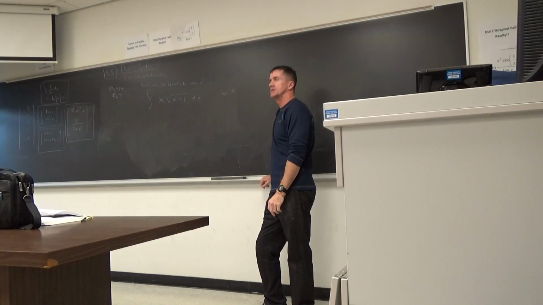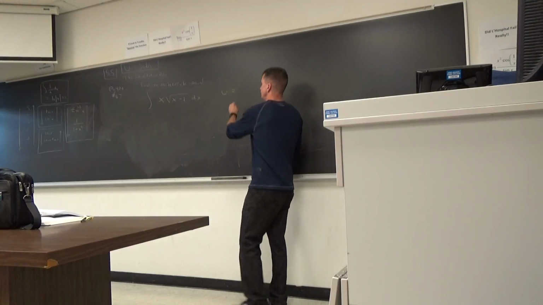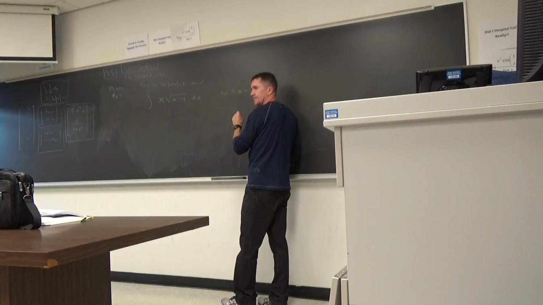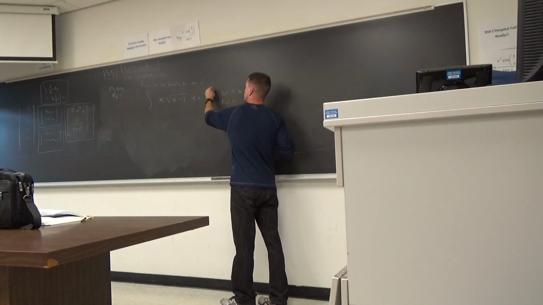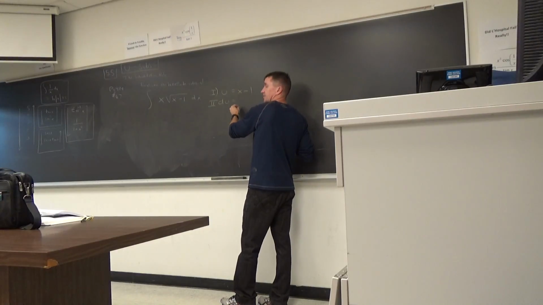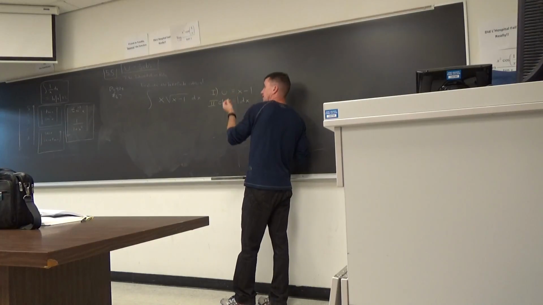Any suggestions on what to let u equal? X minus 1. I'm going to try it. Okay, u equals x minus 1. It looks like I'm only doing 2 steps, everyone. There's not going to be a third step, because what's the derivative? dx. There's a 1 here, right? I'll put it like 1 dx, it's a dx.